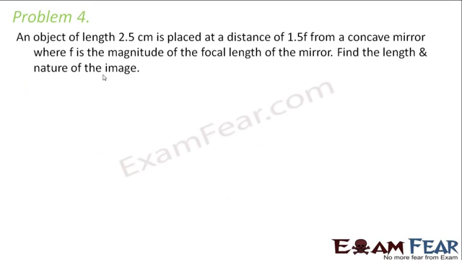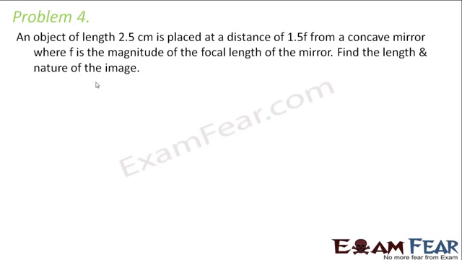Let us look at the fourth problem. It says an object of length 2.5 centimeters is placed at a distance of 1.5 f from a concave mirror, where f is the magnitude of the focal length of the mirror. Find the length and nature of the image.